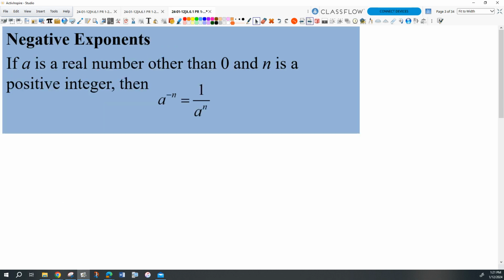The negative exponent rule. What this tells us is if I have a base raised to a negative exponent, like a to the negative n, I can push that power to the bottom of the fraction and make the exponent positive. So that's an important one. We'll come back to that one again and again.